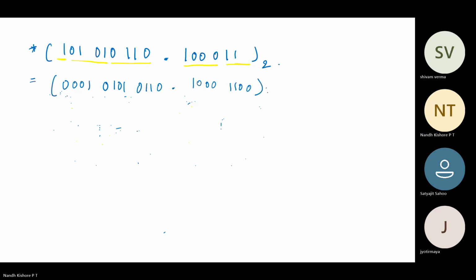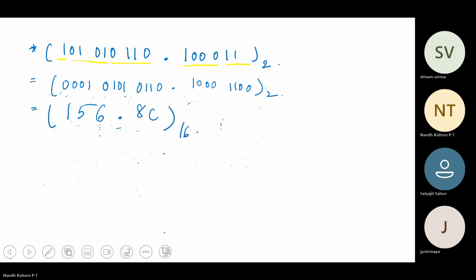Okay. So this is the very same thing with padding, and now 0001 is 1, then 0101 is going to be 5, then 0110 is going to be 6, 1000 is going to be 8, and 1100 will be your C, right? This is 12. I think 1100 is C. Yeah. So 1100 is C. So this is how you convert from octal to hexadecimal.